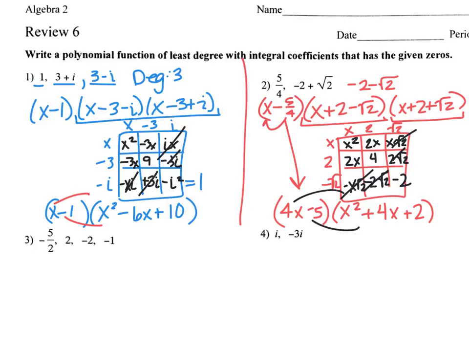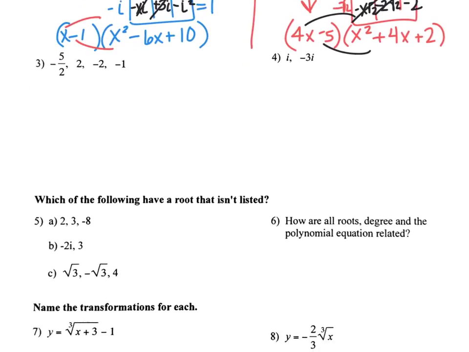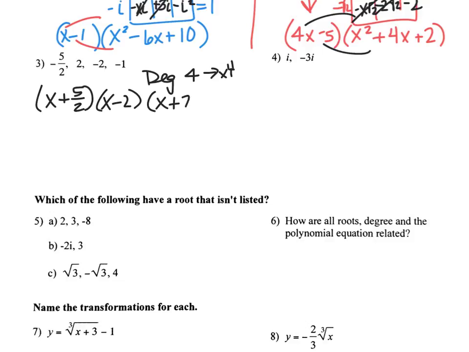All right, question 3, pretty simple. This one's nice because everything is just whole numbers. I don't even have it imaginary. This is going to be a degree of 4, so I want to make sure I end up with x to the 4th at the end, or really at the beginning of my polynomial. So I'm going to write my factors: x plus 5 over 2, x minus 2, x plus 2, x plus 1. We said the easiest place to always start is conjugates if they exist, so I noticed these right here, so I'll do those first.